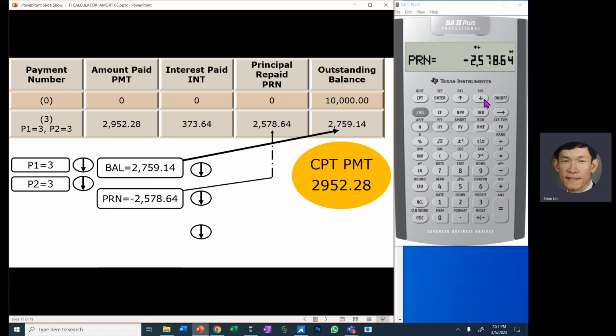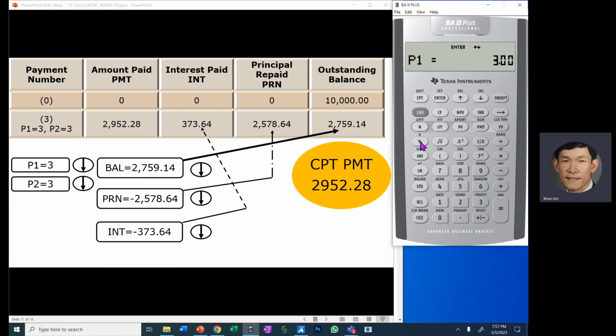All right, next we get the interest that is being paid. And if we come here, we get it, $373.64. And there we are. That is the entry on the table. So we have gotten to payment number 3. And then we go back.